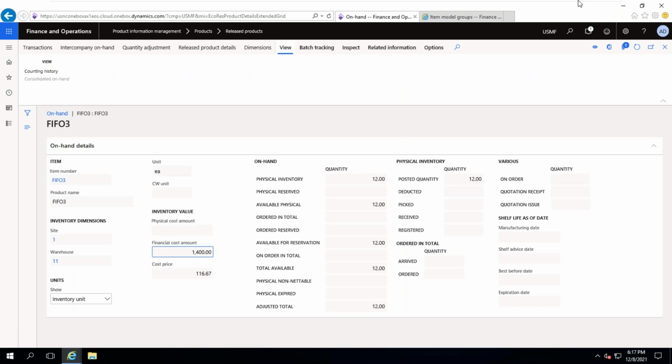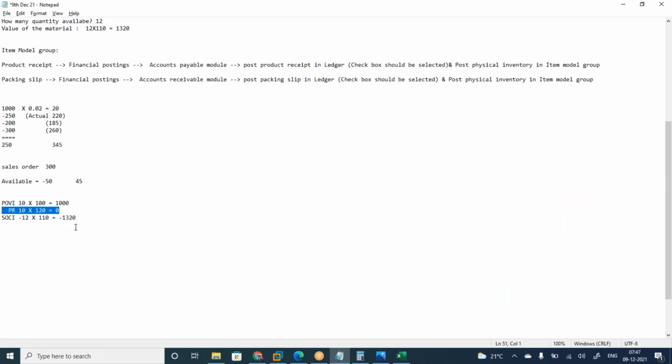Whenever I'm selling, it will update minus 1320 for sales. Agree? Sales invoice, because stock is available, I can dispatch even this also. Okay, this is received. Agree? Yeah. Very sensitive information, try to understand.